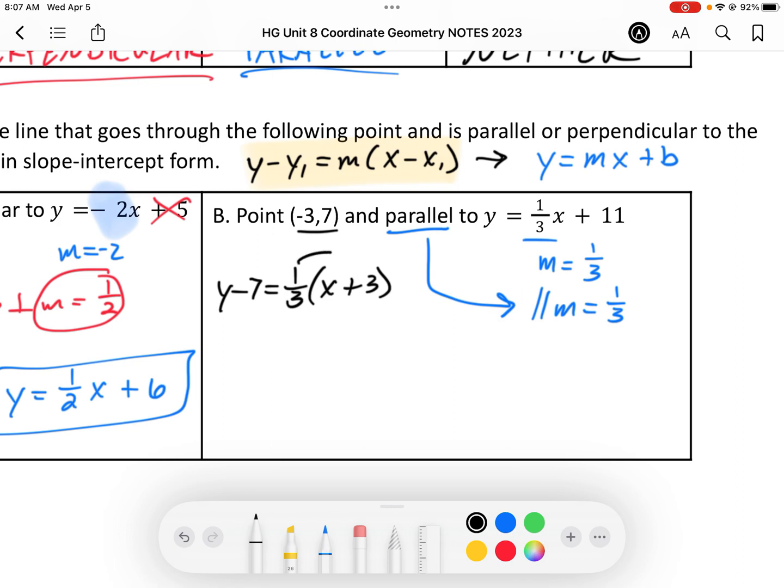Then we're going to distribute the 1/3 to both of those. So we get y minus 7 equals 1/3 x plus 1/3 of 3, which is like doing 3 divided by 3. That's just 1. Then we're going to add 7 to both sides. And your final answer in slope-intercept form is y equals 1/3 x plus 8.